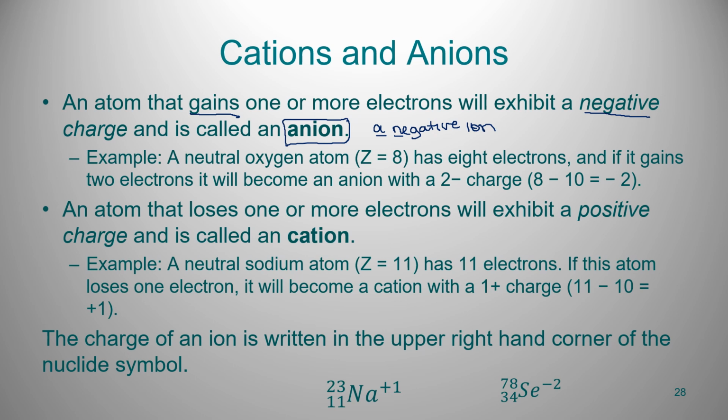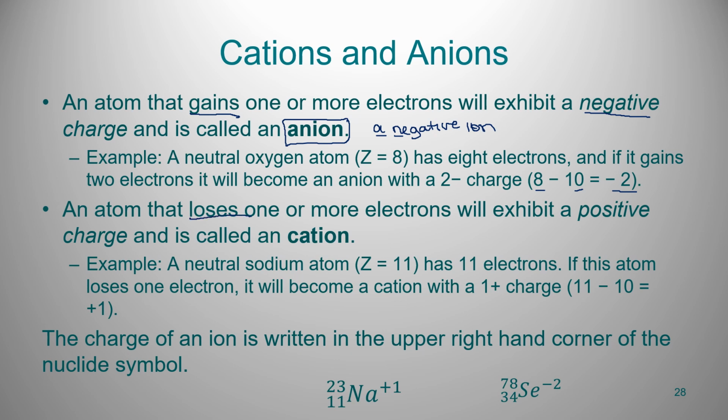So let's look at an example. A neutral oxygen atom with an atomic number of 8 will have 8 electrons. If it gains 2 electrons, which it tends to do, and again, we'll talk about how we can predict that in another chapter, so we don't need to worry about it now, now it has 8 protons minus 10 electrons, an additional 2. It's a negative 2, so it's gained 2 electrons. It becomes an anion.